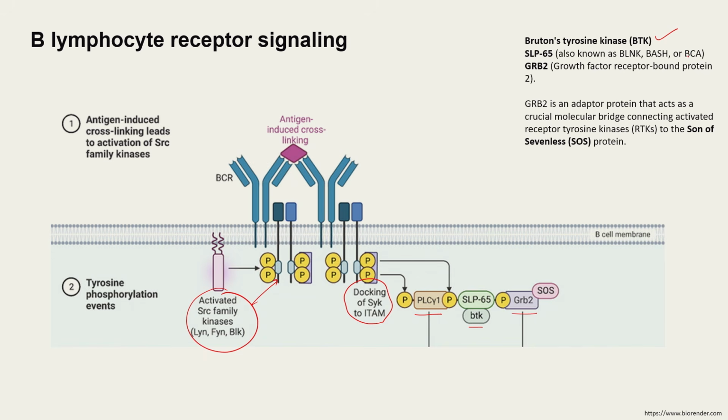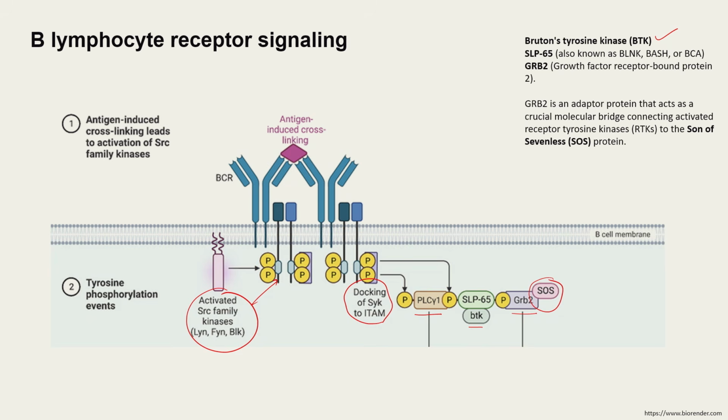SLP65 is actually also known as BLNK, BASH or BCA. GRB2 is growth factor receptor-bound protein 2, which is again a very critical protein involved in cell growth. So this SOS is another protein, which is called Son of Sevenless. This is a protein again involved in growth promotion and related to cellular proliferation.